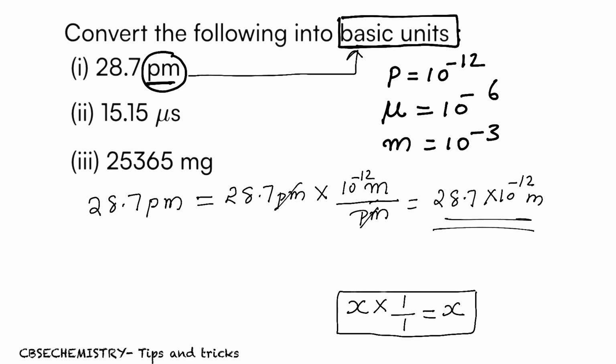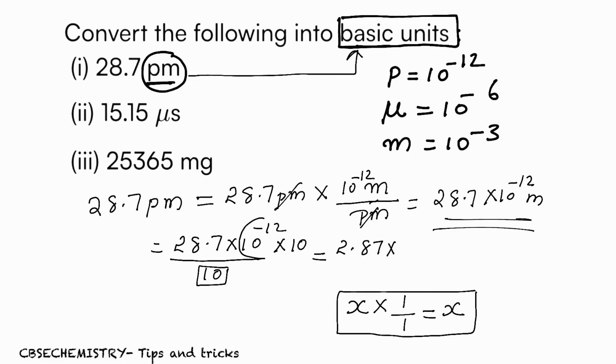But sometimes, okay, teachers expect answer in scientific notation. So you can convert this figure into scientific notation. How? See, scientific notation means what? You have to bring the decimal point after the first non-zero number. So you have to bring the decimal point 1 point left. So divide the number with 10 for that purpose, right? So if you are dividing with 10, you have to multiply with 10. So by using this 10, we can shift decimal 1 point left. So what is that? 2.87 into 10 raised to minus 12 into 10 is what? Of course, 10 raised to minus 11 meter. Hope all of you understand.